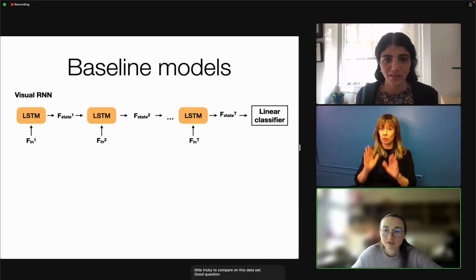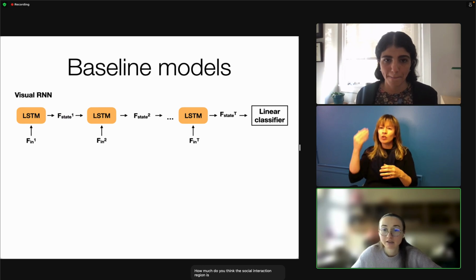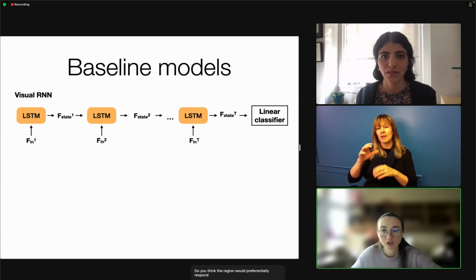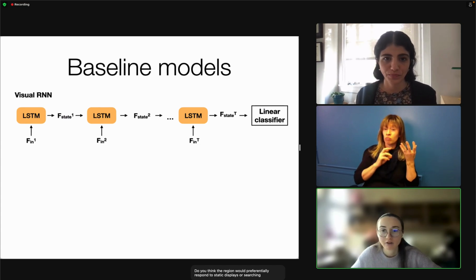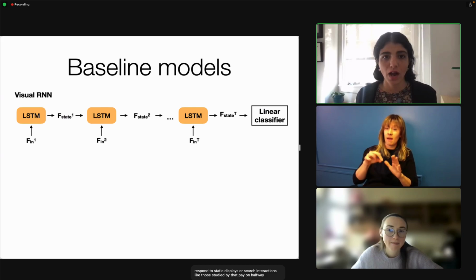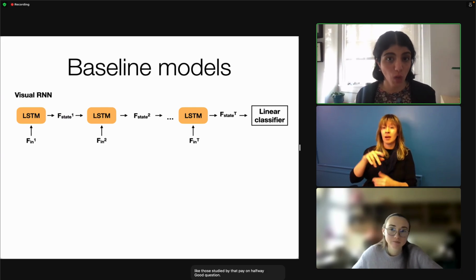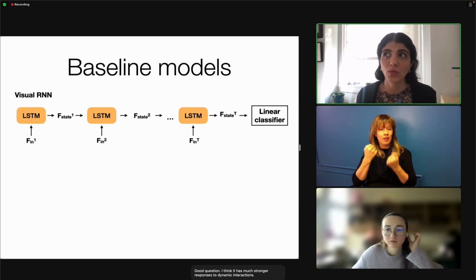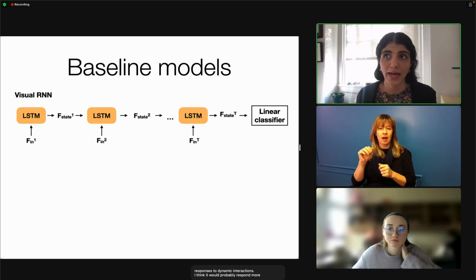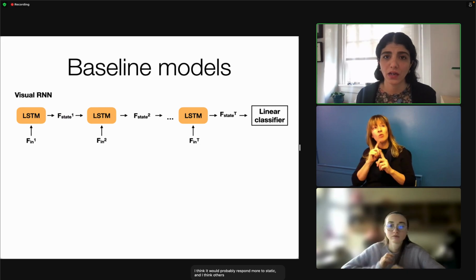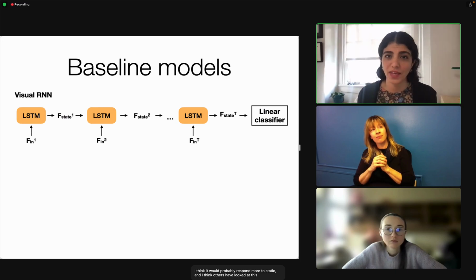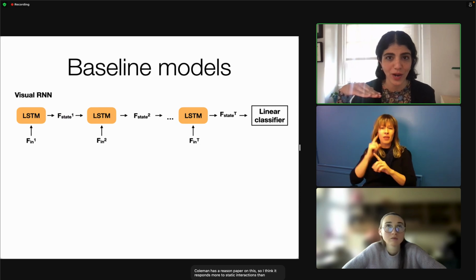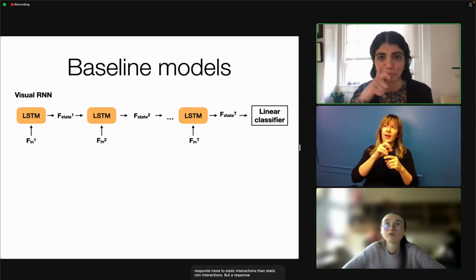How much do you think the social interaction region in STS depends on dynamic displays? Do you think the region would preferentially respond to static displays or social interactions like those studied by Pompeo and Hathaway? Good question. I think it has much stronger responses to dynamic interactions. I think it would probably respond more to static, and I think others have looked at this. Cami Coldwin has a recent paper on this, so I think it responds more to static interactions than static non-interactions, but it responds more to dynamic stimuli.